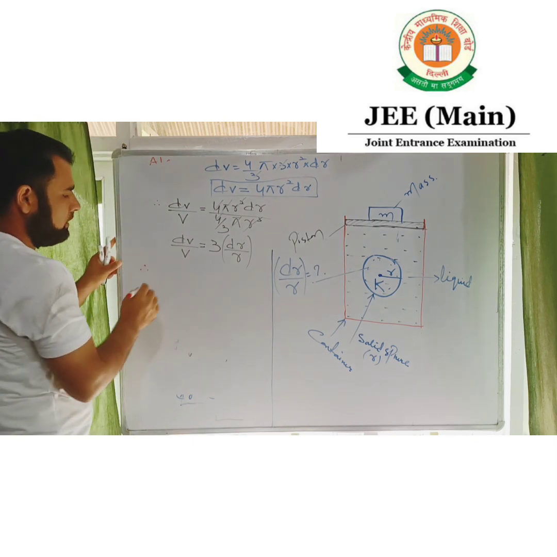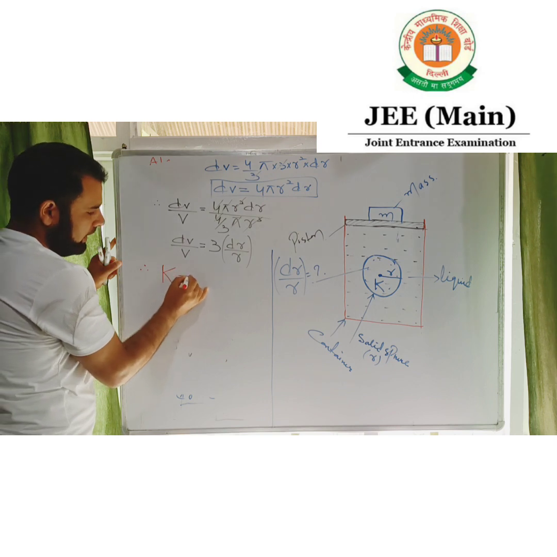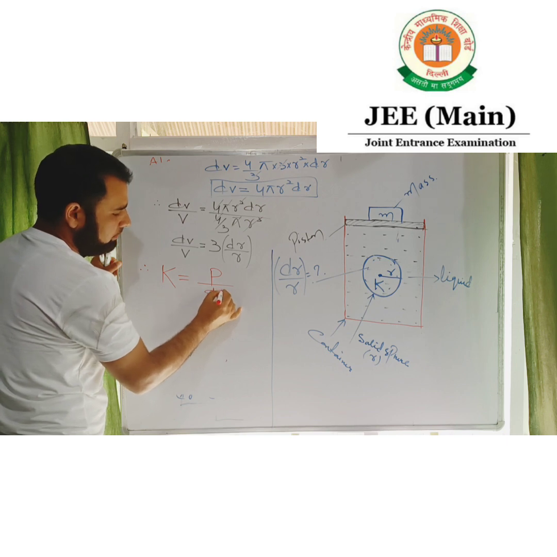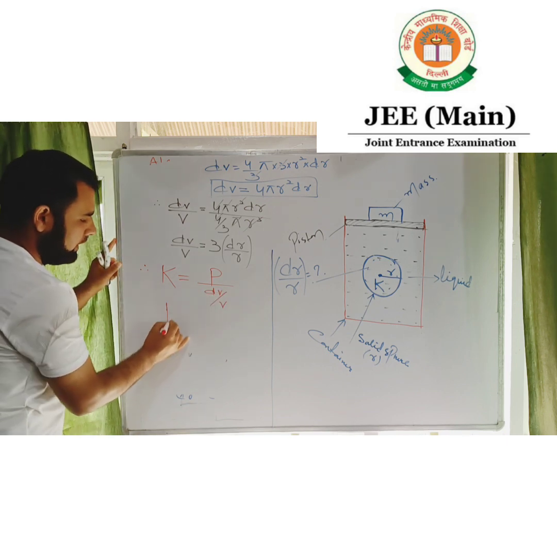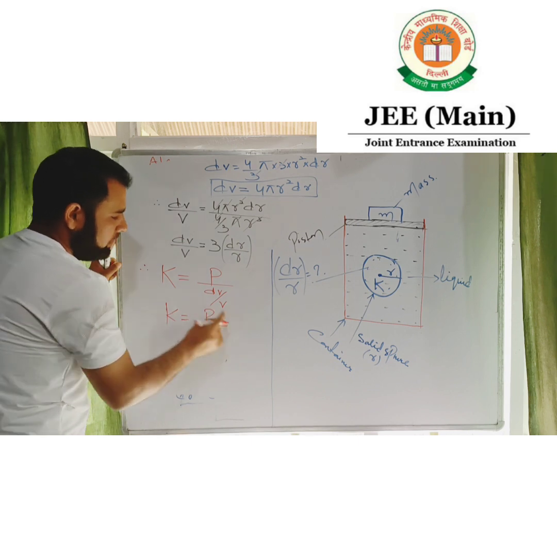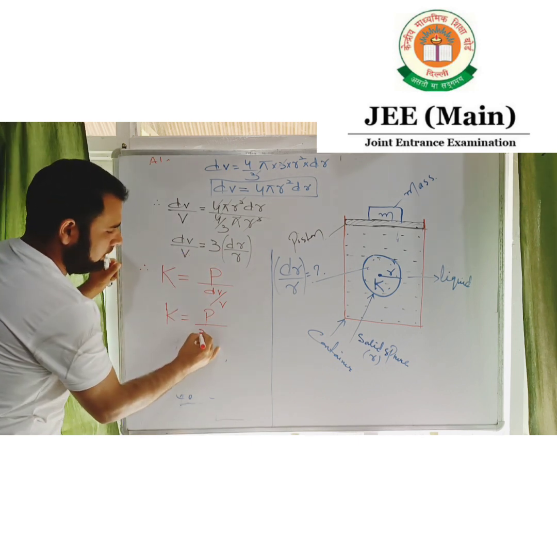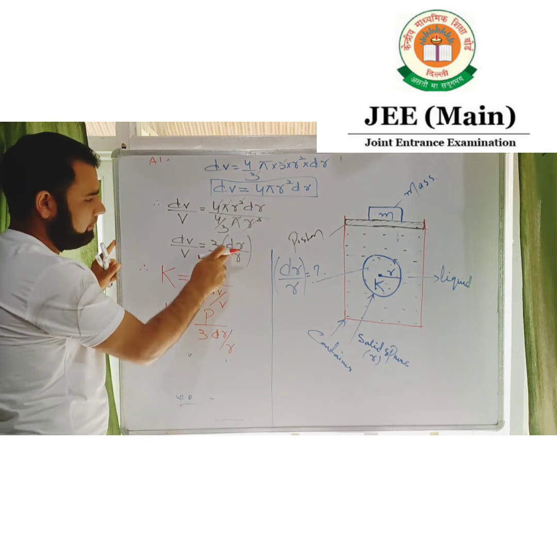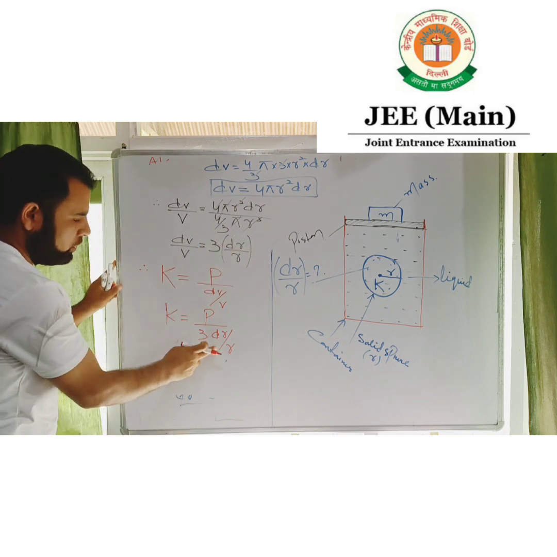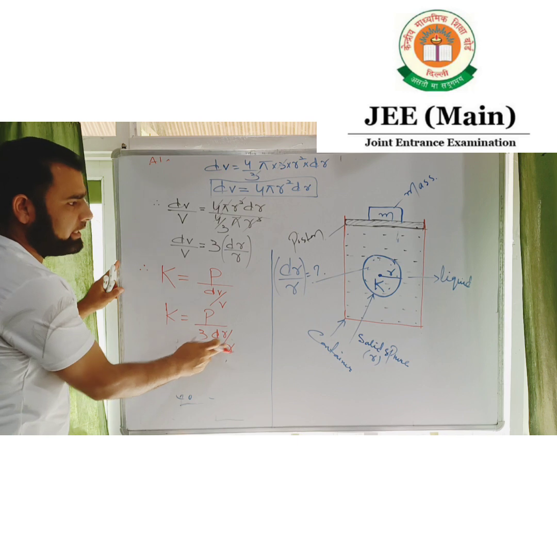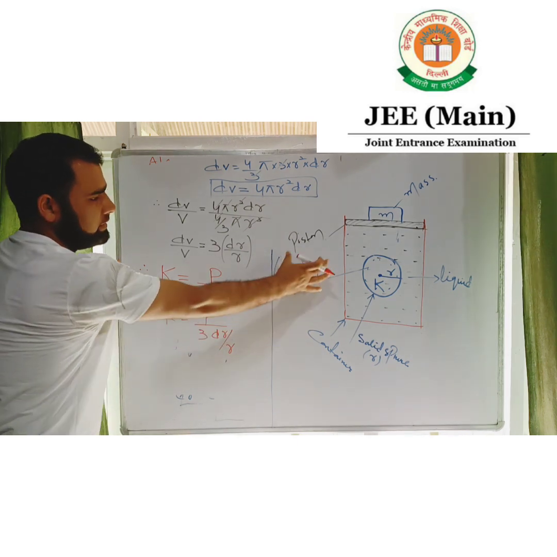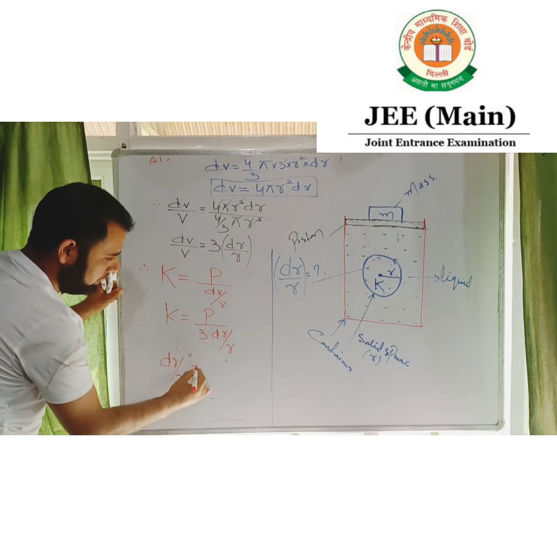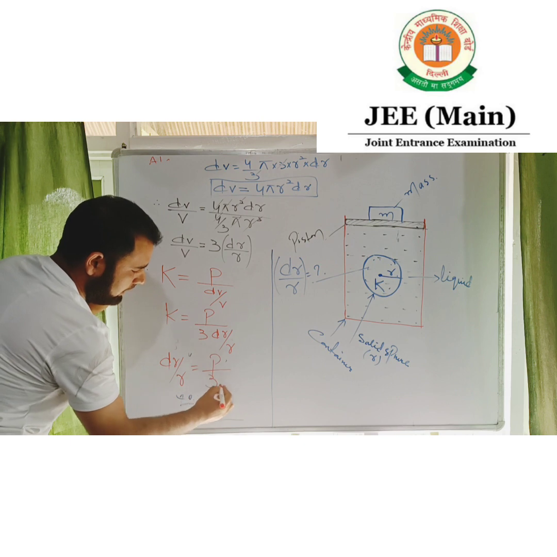Therefore, the bulk modulus K, as you know already, is P divided by dV by V, the volumetric strain. So K is equal to P divided by 3 dr by r, just replacing dV by V by 3 times dr by r. We have been asked to calculate the fractional decrease in the radius of this sphere. So simply dr by r is equal to P divided by 3 times K.